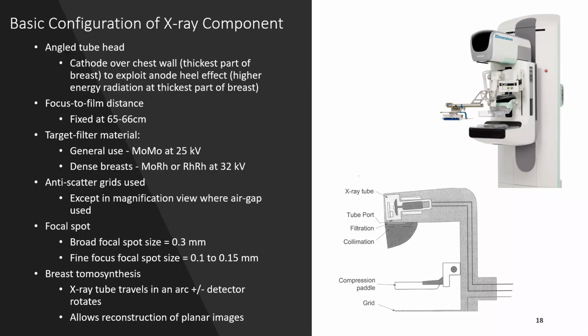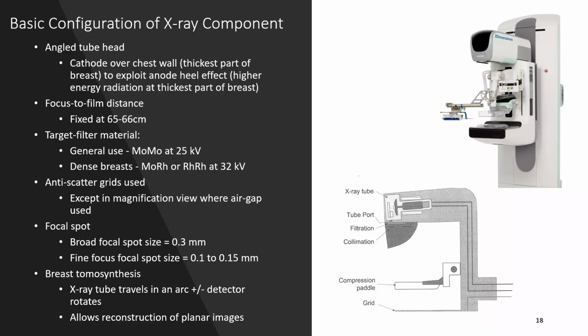We all know that with an X-ray tube, the smaller the focal spot size, the better the spatial resolution. In mammography, we use a 0.3 millimeter focal spot size normally, and can use a very fine focal spot size from 0.1 to 0.15 millimeters for fine focus.